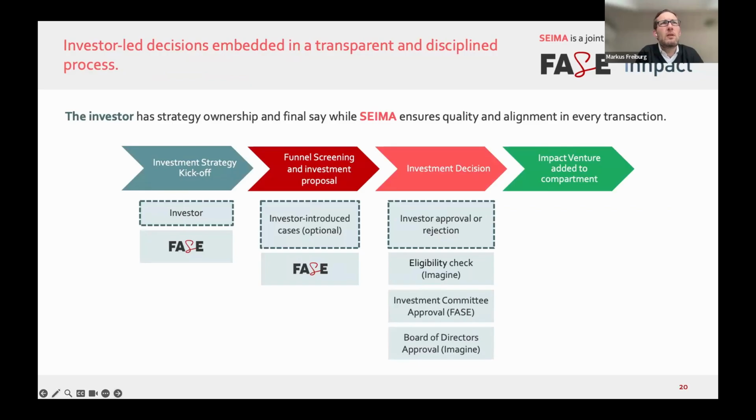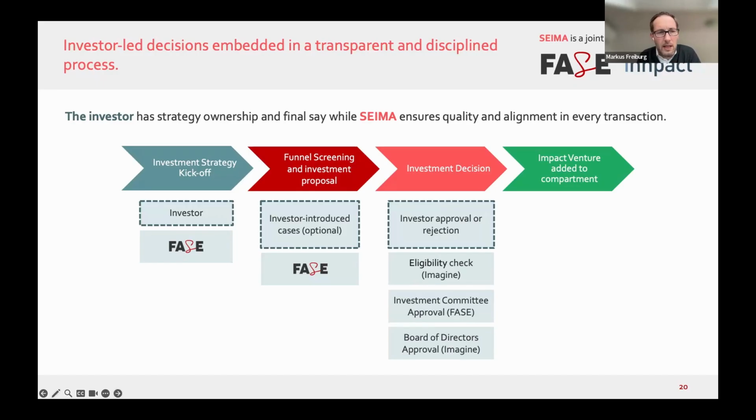So how does the process really look? It starts with a definition of the investment strategy between the investor and us. We focus on building an investment pipeline, screening cases, sourcing cases from our co-investor network, doing the due diligence, and then making a recommendation for the investor. And then the investor, and this is an important point from a regulatory perspective, needs either to approve the investment decision or explicitly forgo his or her veto right before it can be implemented.